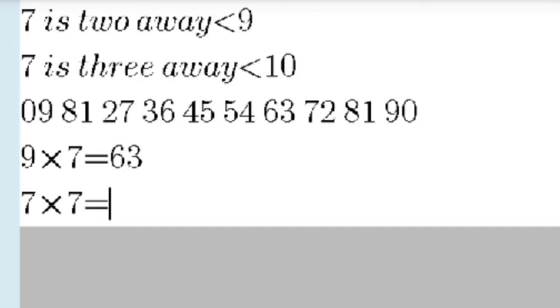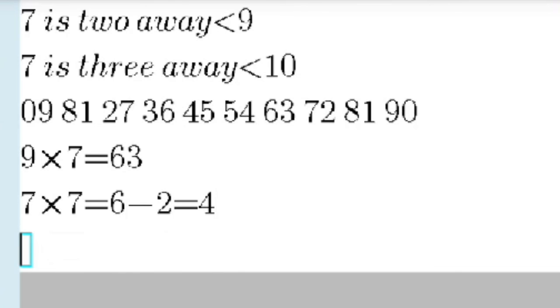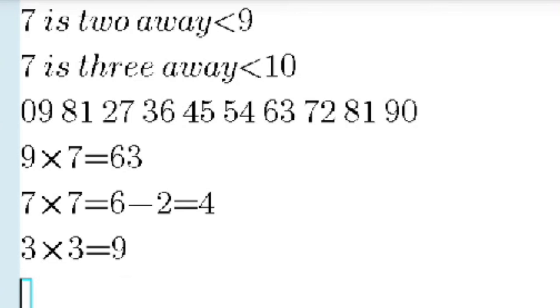So this is equal to 6 minus 2 is equal to 4. And the second says times 3 to the right hand side, which is 3 times 3, which is equal to 9. So combine the two together, we have it that 7 times 7 is equal to what? 49.